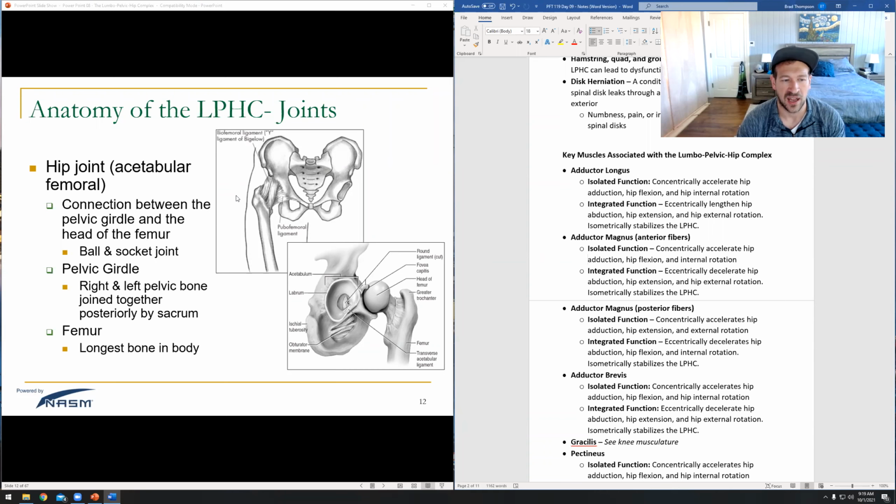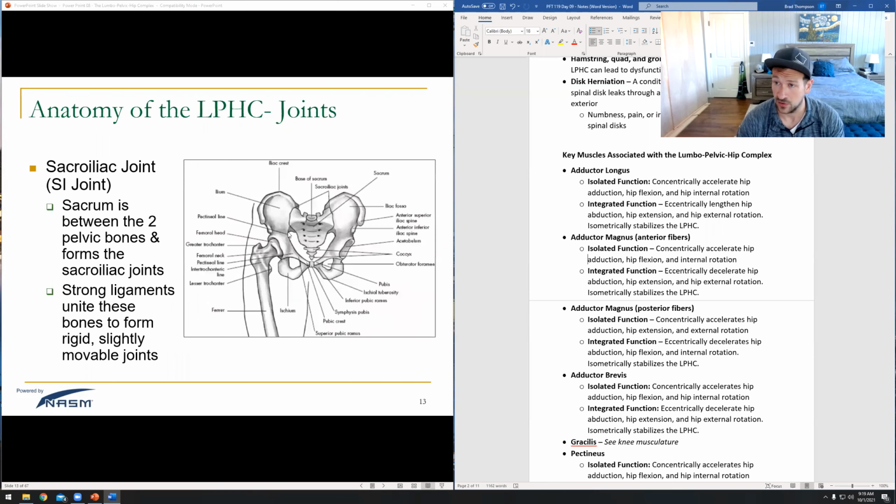And then you've got the connection between the femur and the two sides there. Your femur is your longest bone in your body. Your two iliums are very, very stable. Then you get your SI joint, right? Your sacroiliac joint, where this triangle-shaped bone, the sacrum, is interacting with both sides. And then there's what's called your pubic symphysis. Like I said, that's a cartilaginous joint.